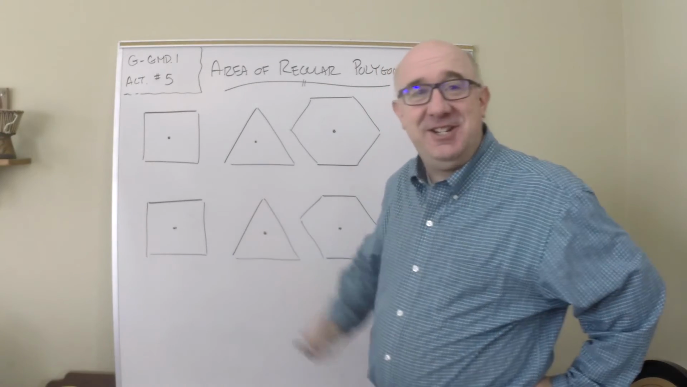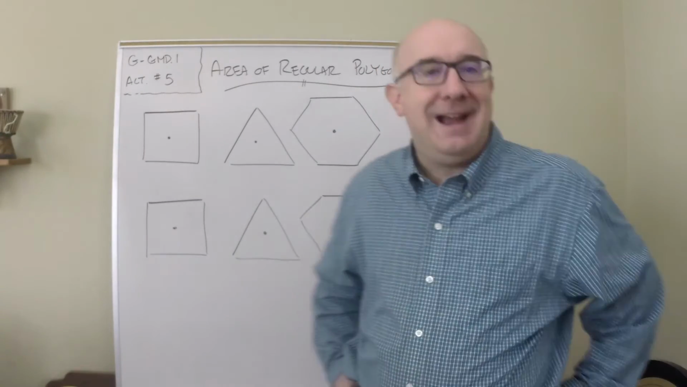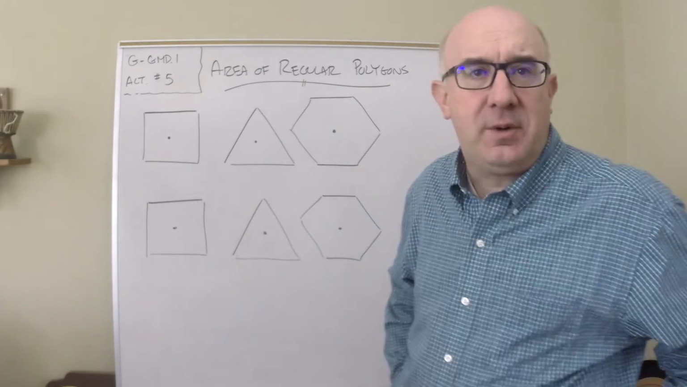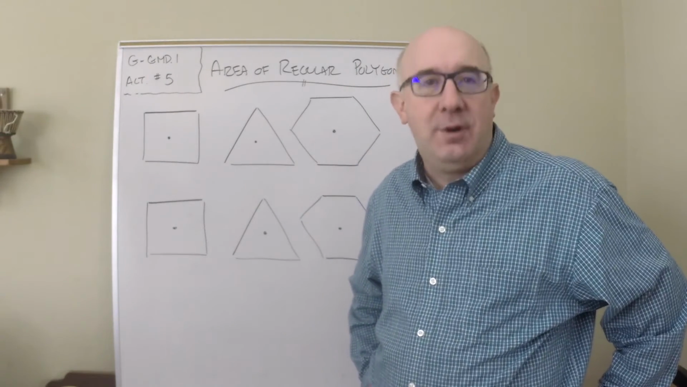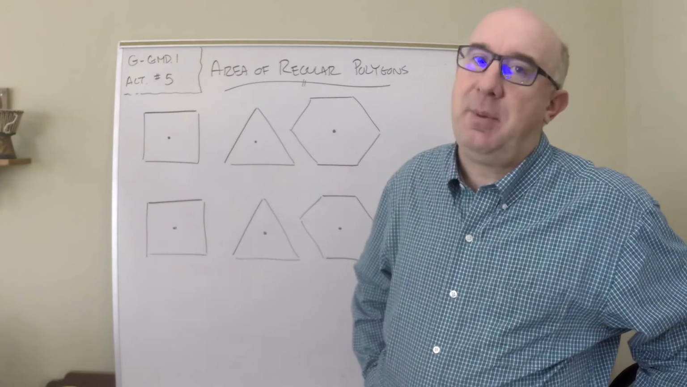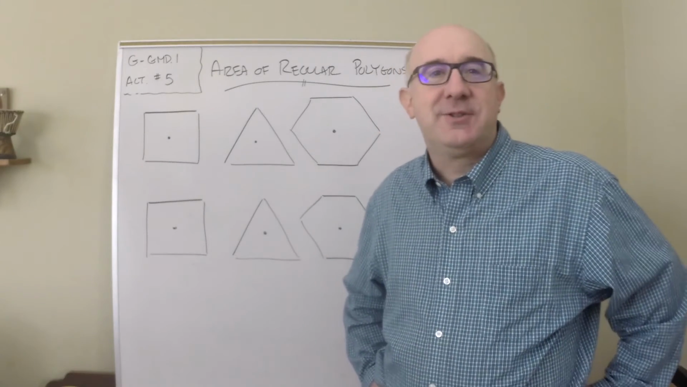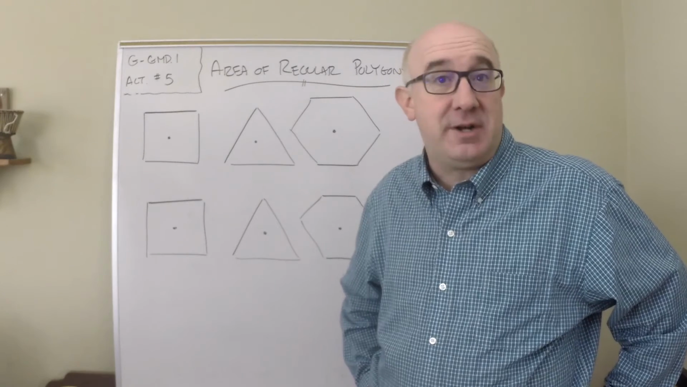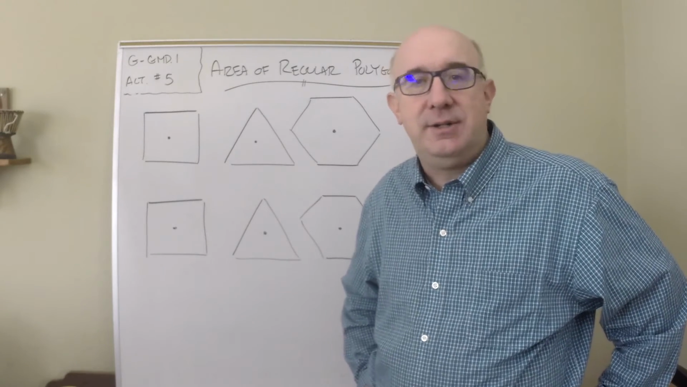Let's take a look at G-GMD.A.1, Activity 5. This activity focuses on building the formulas for the regular polygons. These guys are a step up in difficulty. You'll see why shortly. They involve special triangles and their ratios.